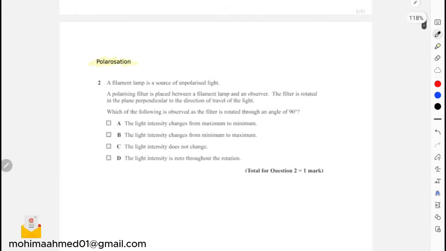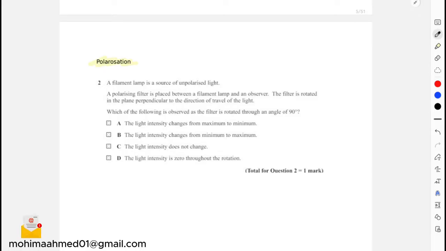This polarization question says that a filament lamp is a source of unpolarized light, and a polarizing filter is placed between the filament lamp and an observer. The filter is rotated in the plane perpendicular to the direction of travel of light. Which of the following is observed as the filter is rotated through an angle of 90 degrees?